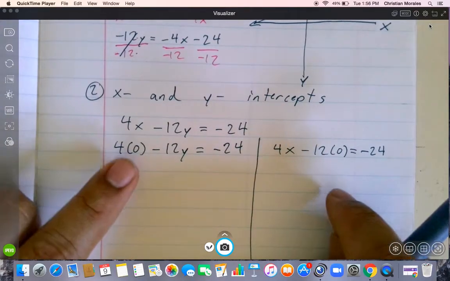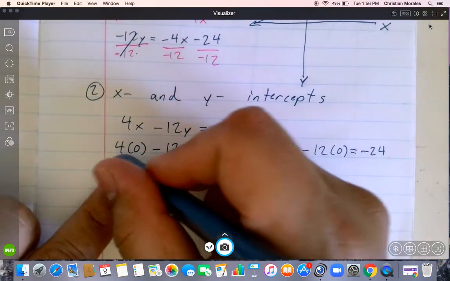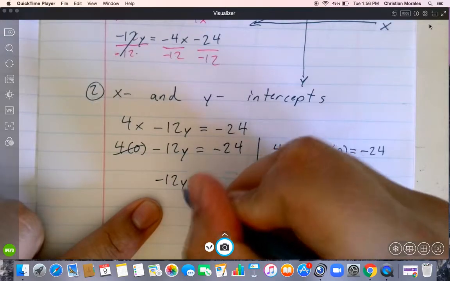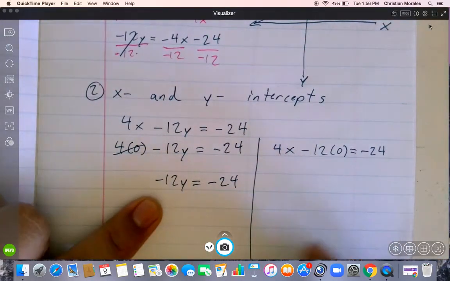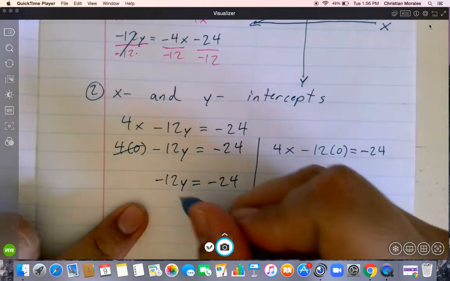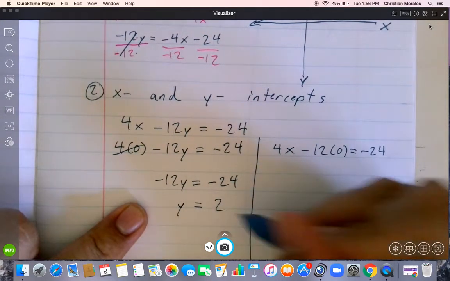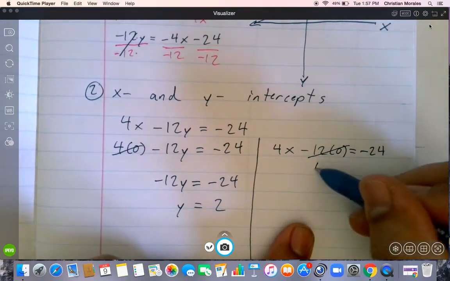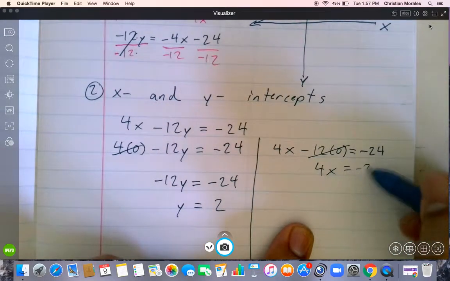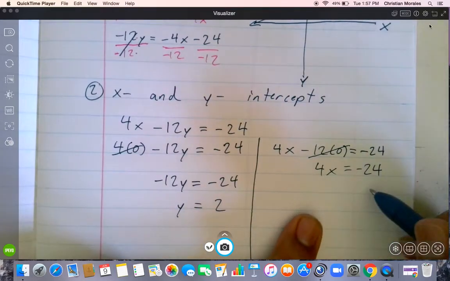Let's start with this one. 4 times 0 is 0, which means that's gone. You're just solving for this now. You divide both sides by negative 12. Y equals a positive 2. Okay, here, 12 times 0 is 0, so you're left with this. You're going to divide by 4.